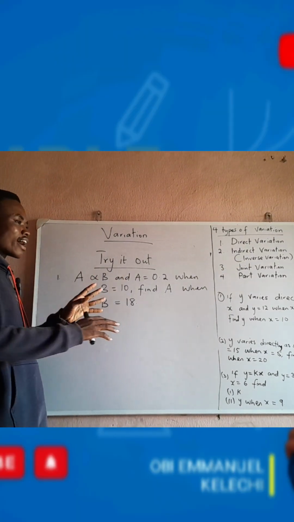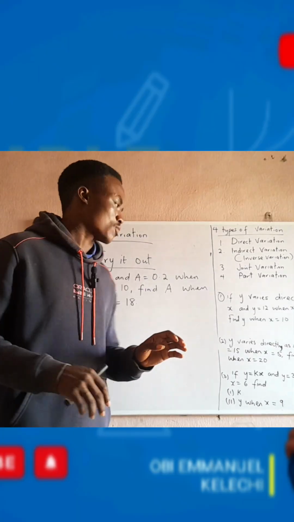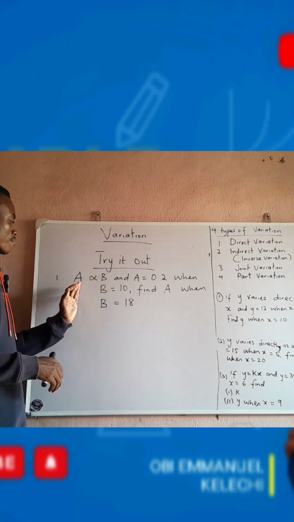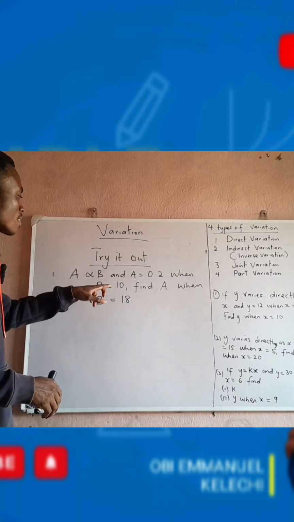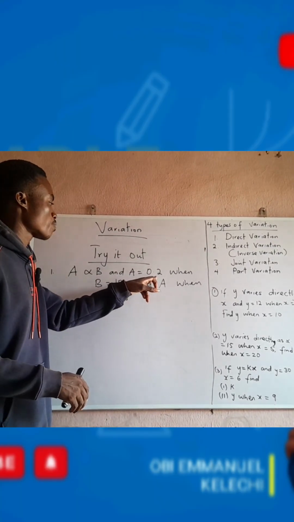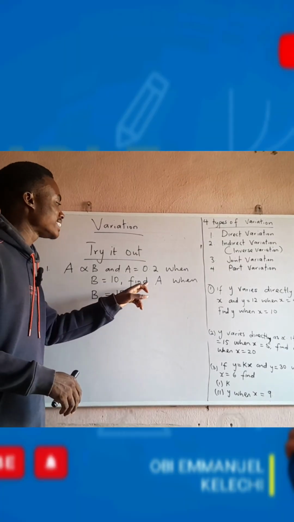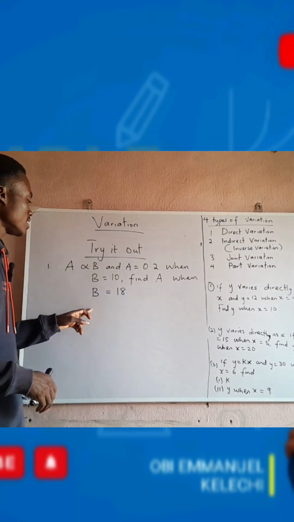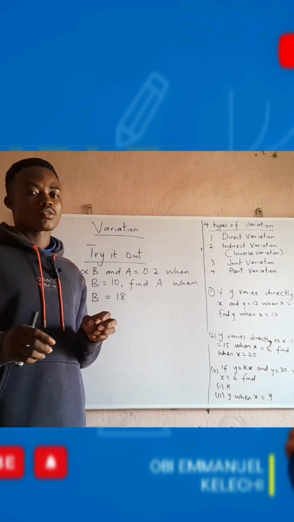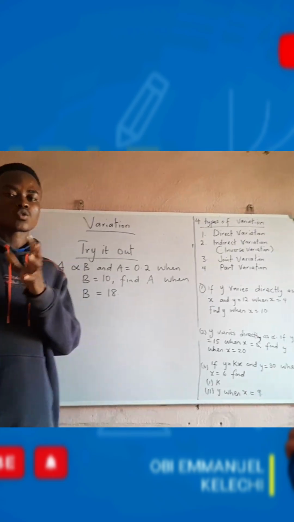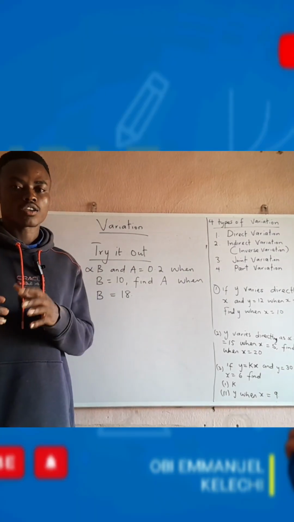So I want everybody watching this video to try it out. This is the question: A varies directly as B, and A is equal to 0.2 when B is equal to 10. Find A when B is 18. You know what to do. You first find your constant. When you get your constant, then you substitute your constant into the connecting formula equation.